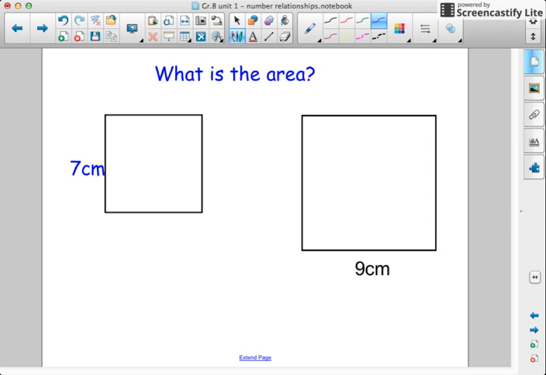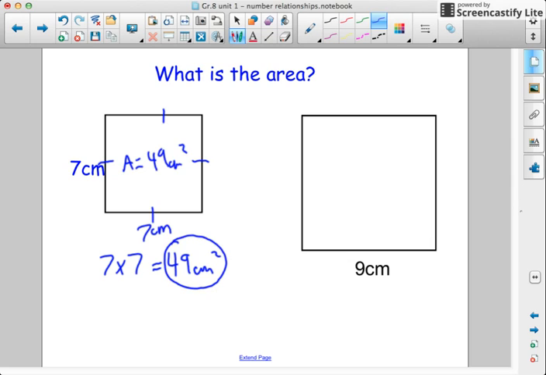Okay, so if we look at this first square we have, all these sides are the same length. They're all 7 centimeters. So we want to find out what the area is of this square. Well, to find the area of a square, we just have to multiply one side by the other side, or square one of the numbers. Okay, so basically we just multiply the number by itself. So this would be 7 times 7, which equals 49 centimeters squared. That would be your area. So your perfect square is 49.